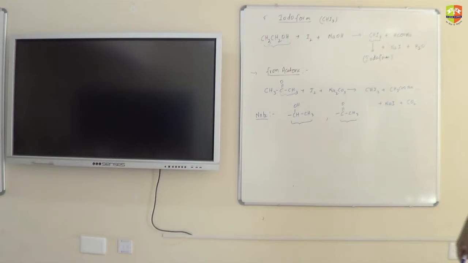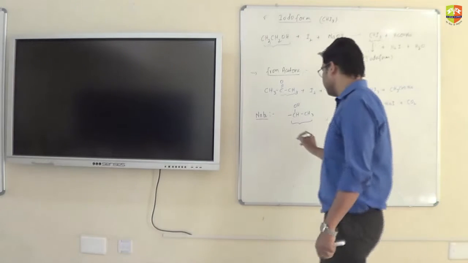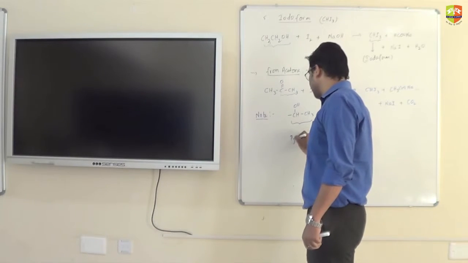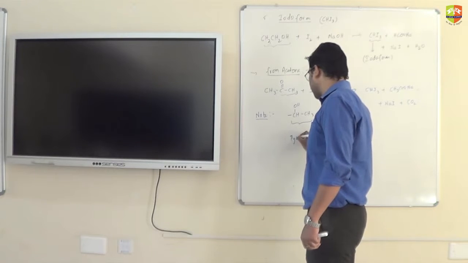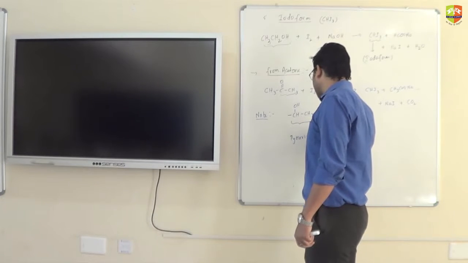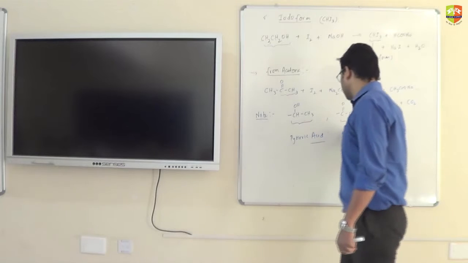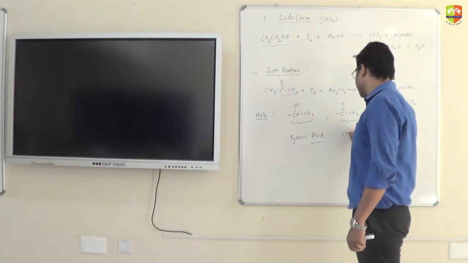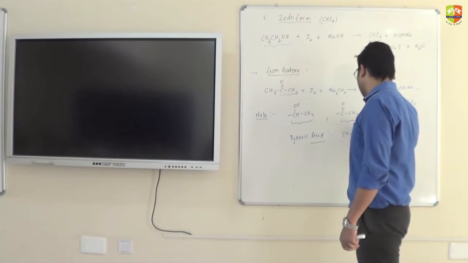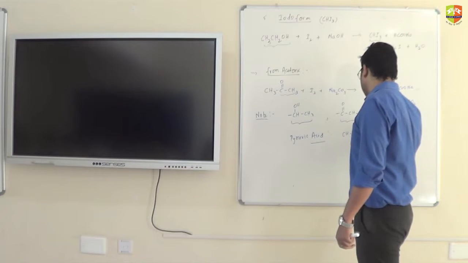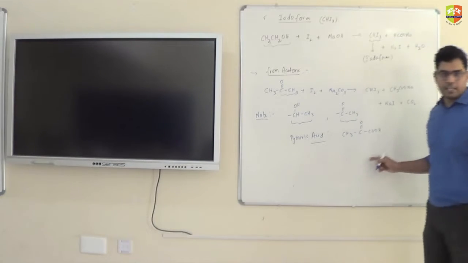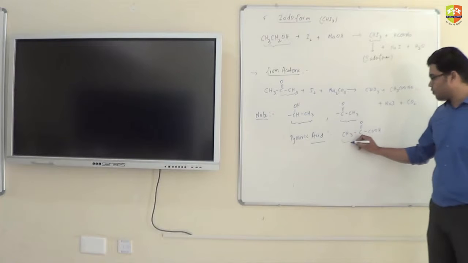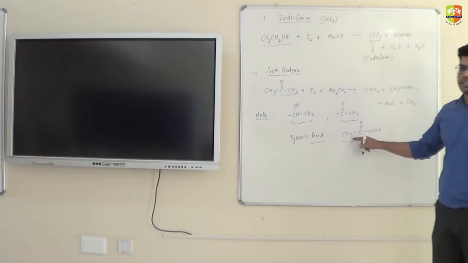Do you know the formula of pyruvic acid? Pyruvic acid, the name is important. The name also you should keep in mind. Pyruvic acid is this: CH3COCOOH. Okay? If the formula is given, you can say this shows haloform test because we have the COCH3 group present.